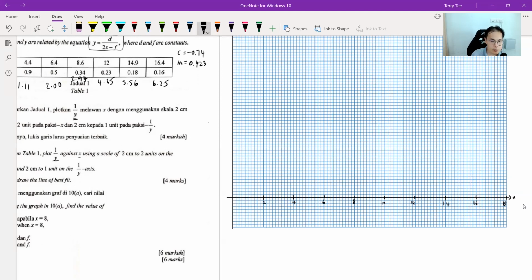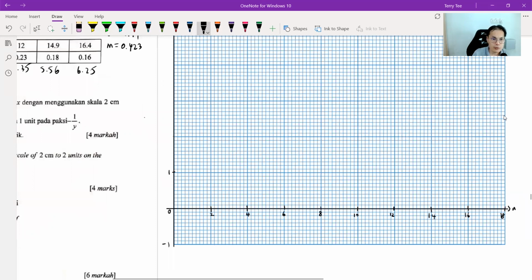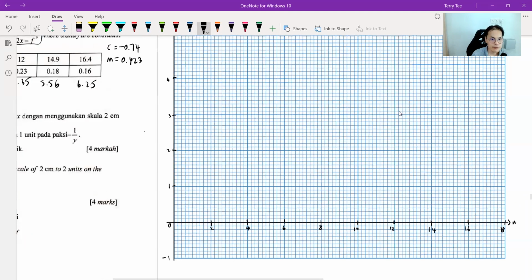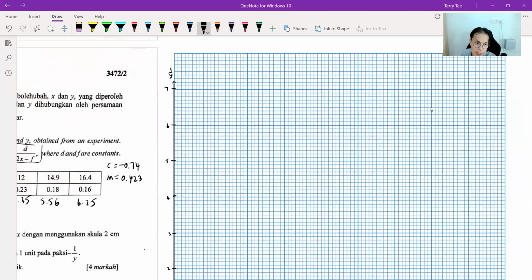As for your y, the smallest is negative 0. We know the y-intercept is negative 0.7 or negative 0.8. So this is negative 1. This is 0, 1, 2. Okay, zoom in a bit. This is 2. This is 3, 4, 5, 6. Yep, 6 point something. I think 7 is enough. This is 1 over y. Okay, I've got my x, I got my y.